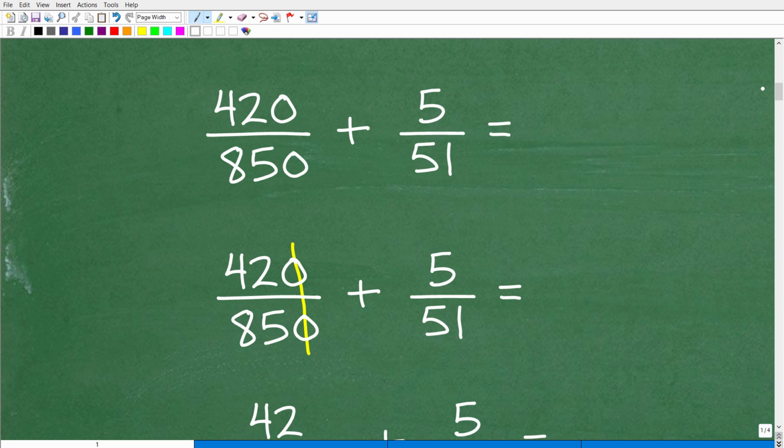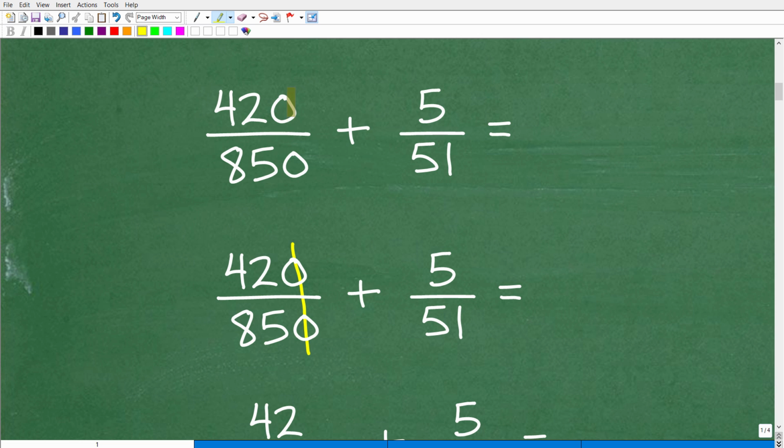Now, here's the deal. Anytime you're working with fractions, adding, subtracting, multiplying, dividing, it doesn't make a difference. If you have an opportunity to simplify a fraction, always simplify before you do anything. So hopefully you saw that opportunity right here. Here we have 420 over 850.